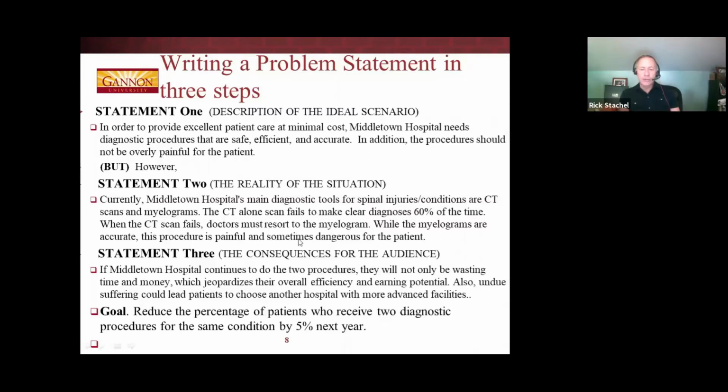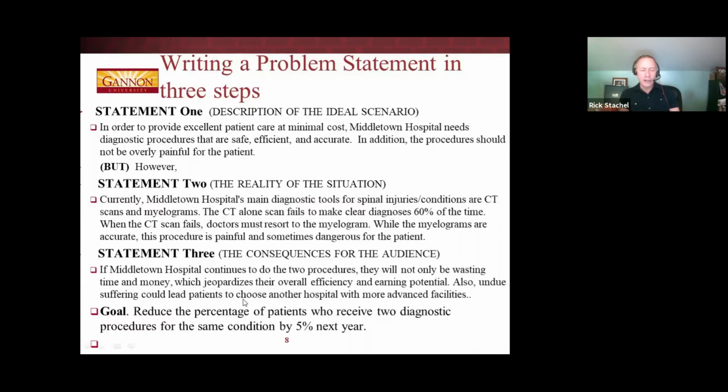So they're doing a lot of duplication, right? Because one fails and they could try another one. So the consequence for the audience in statement 3 is if Middletown Hospital continues to do this, they will not only be wasting time and money, which jeopardizes their overall efficiency and earning potential, but also cause undue suffering and could lead patients to choose another hospital with more advanced facilities.